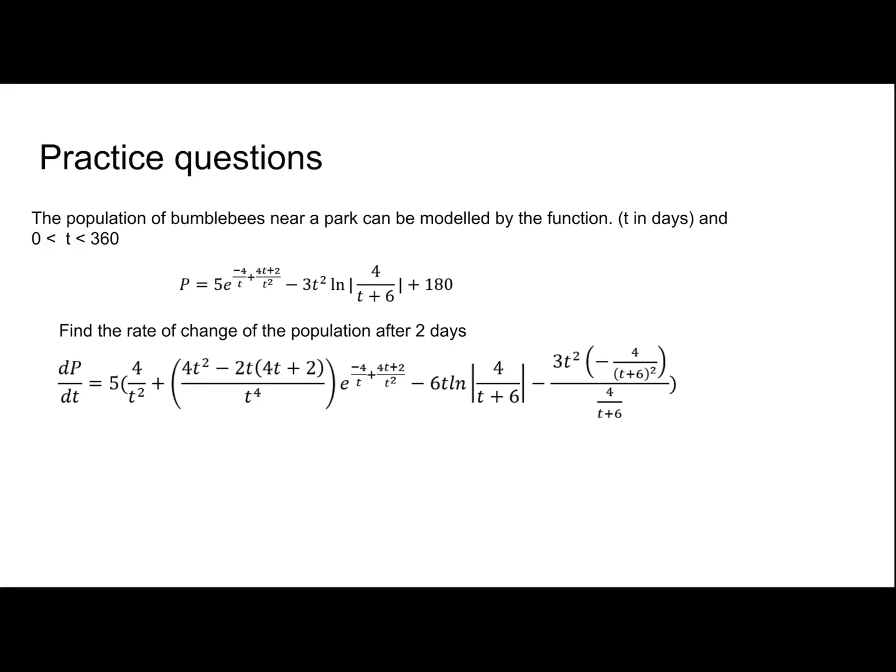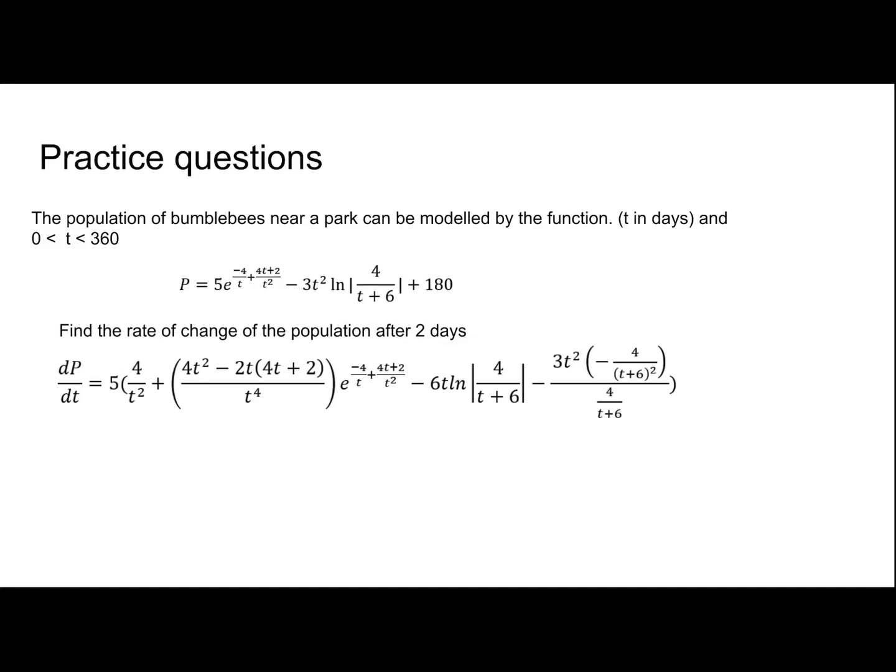So the derivative of the power multiplied by 5, and then we need to keep e to the power of negative 4 over t plus 4t plus 2 over t squared. We need to keep that the same. And now we differentiate the second half of the equation, which is 3t squared ln of 4 over t plus 6, plus 180.